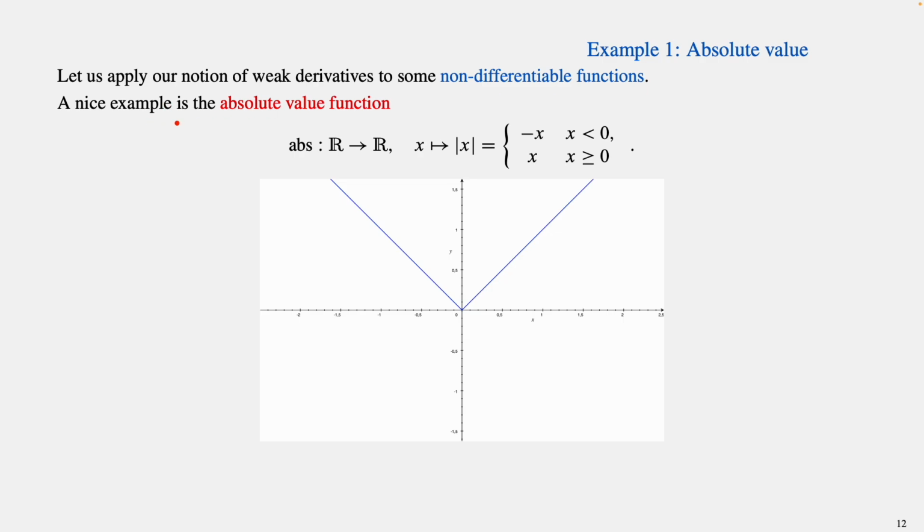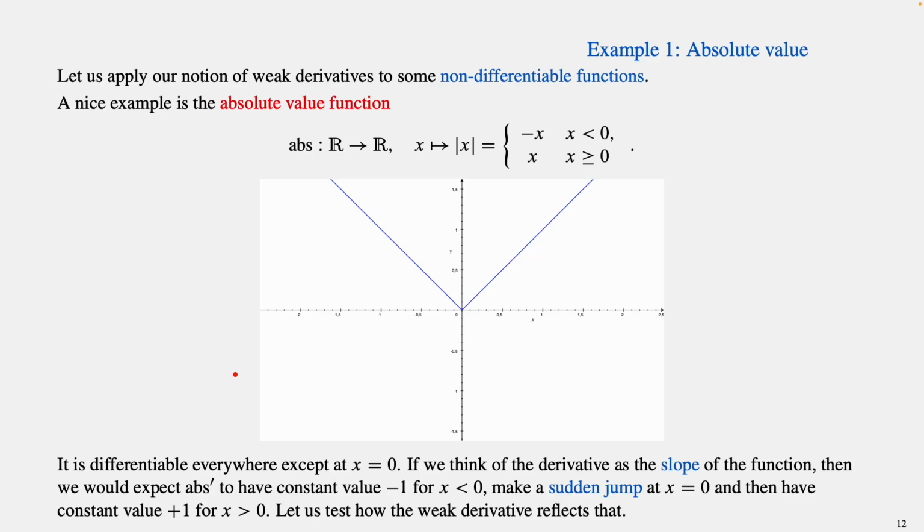A nice example of a function that's not differentiable is the absolute value function, so I call it abs here. That maps all real numbers into the real numbers, or into the positive real numbers to be precise. And the precise definition is x is mapped to its absolute value, which is minus x for the negative numbers and simply x itself for the non-negative numbers. This function is differentiable everywhere except at x equal to 0. And if we think of the derivative geometrically as the slope of this function, then we would expect the derivative, abs prime, to have constant value minus 1 everywhere here because it's going downwards with a constant slope. Then it makes a sudden jump from minus 1 to plus 1 at x equal to 0, and then continues with constant value plus 1 for the positive values of x.